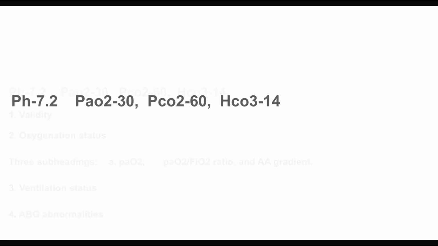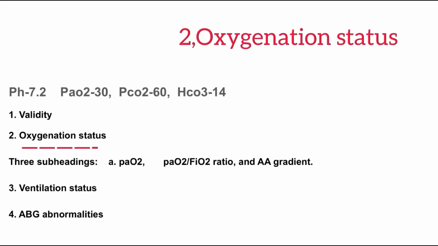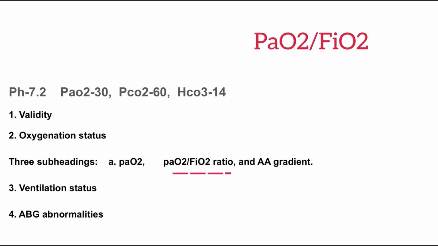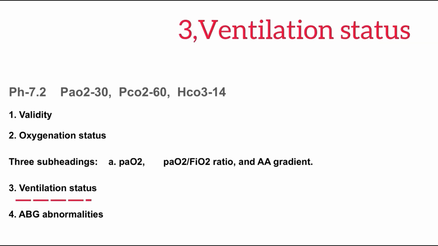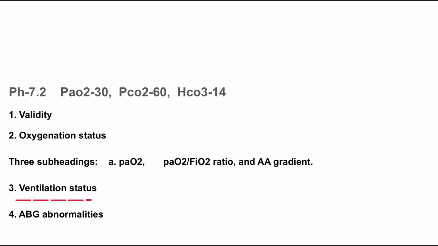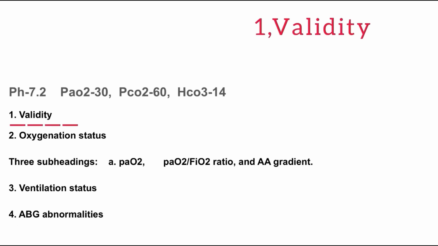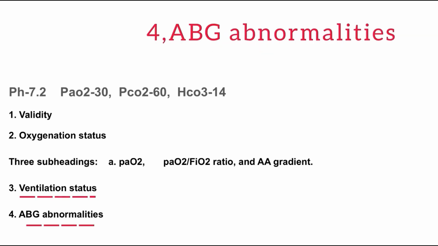So what are the headings? First is validity. Then comes oxygenation status. Oxygenation status has 3 subheadings: PaO2, PO2 by FiO2 ratio and AA gradient. Then comes ventilation status, and last is ABG abnormalities. Here in the last heading only we have to explain the acid-base status. So once more, first is validity, oxygenation status, ventilation status and ABG abnormalities.